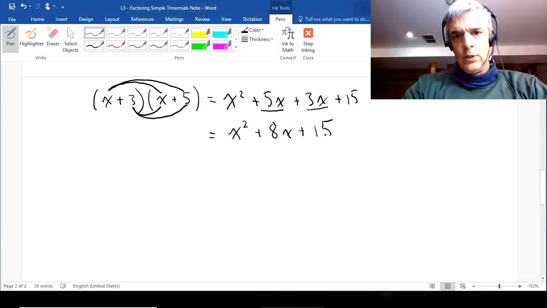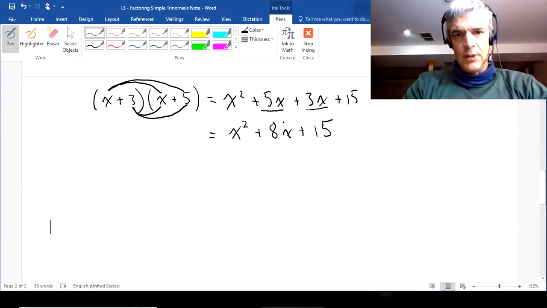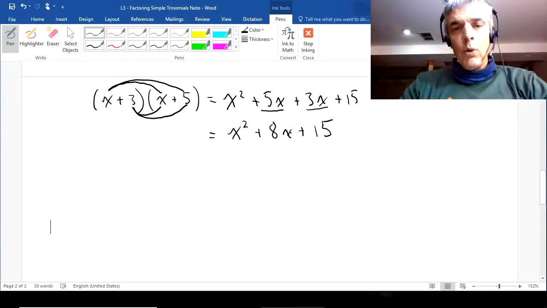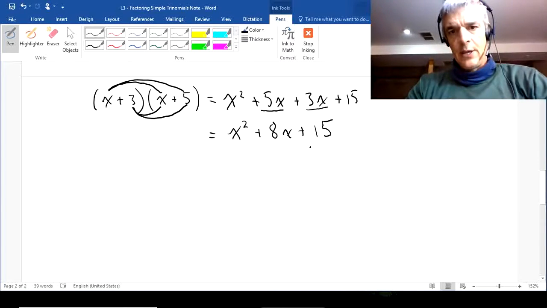And the only term that's really changed or become different is the 8x after this first step, because it combined these two middle terms, the 5x and the 3x. And so we have something different. And when we examine this closely, we'll notice that every single time the first term becomes x squared, simply x times x. And every time 3 times 5, these two terms give us this value 15.